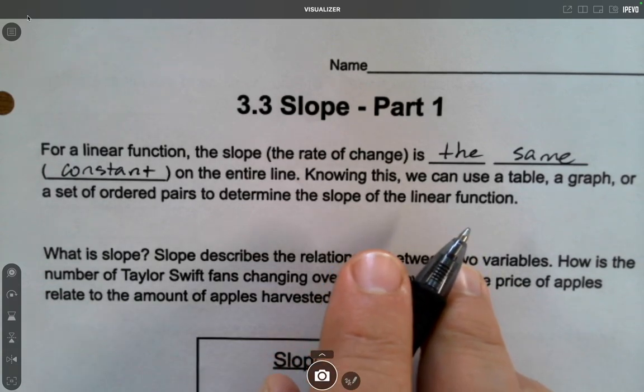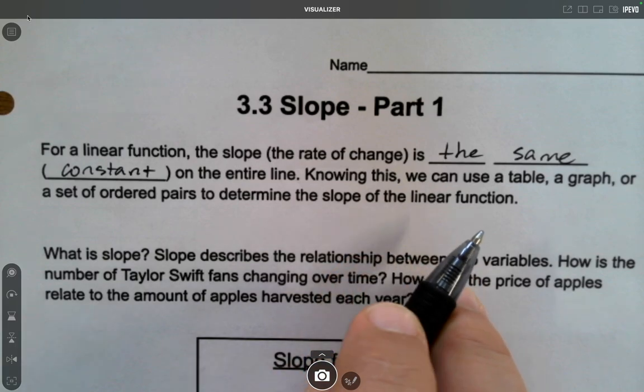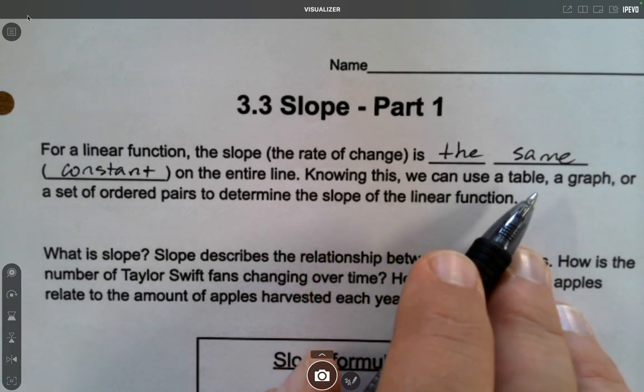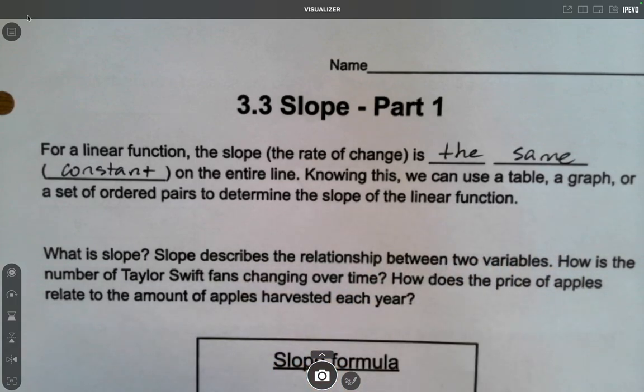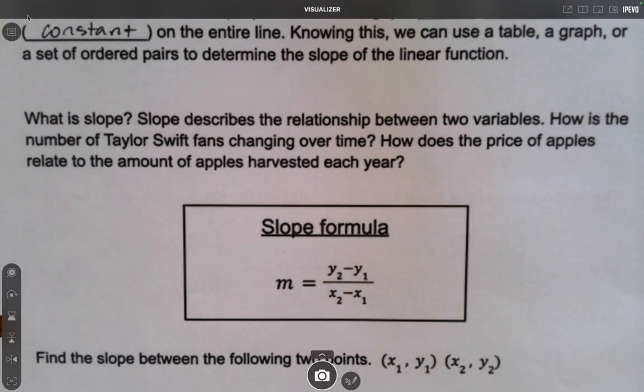And this actually is helpful because it makes it a lot easier to find the slope, and we can do so, as we'll see in these notes, whether we are given a table, a graph, or a set of ordered pairs. And slope really does have a purpose in the real world, believe it or not. So slope describes the relationship between two variables.